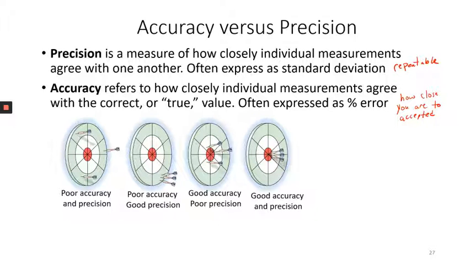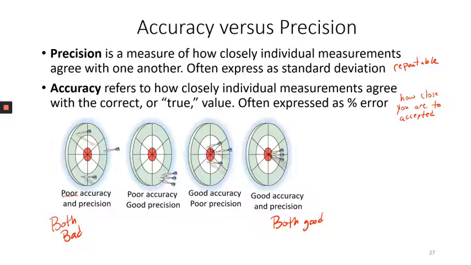So in every textbook I've ever seen, there's always the dartboards. This one's always easy. This one, you're nowhere near the target and your darts are nowhere near each other. So you have poor accuracy and precision. So both are bad. And over here, both are good. Every dart is in the center. So it's repeatable and it's hitting the center, so it's very accurate.